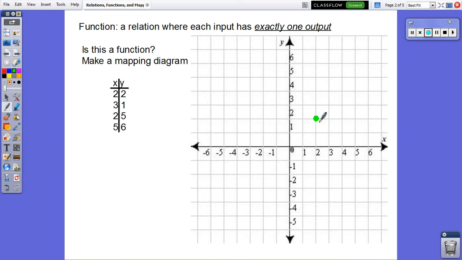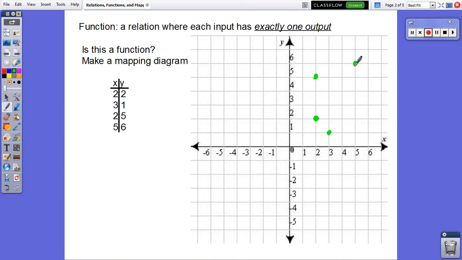Then we've got an x value of 3 with a y value of 1, we'll plot that one. And then an x value of 2 with a y value of 5. Then there's an x value of 5 with an output, a y value of 6. So there's 4 points there, and we're going to have to determine whether or not this is a function.